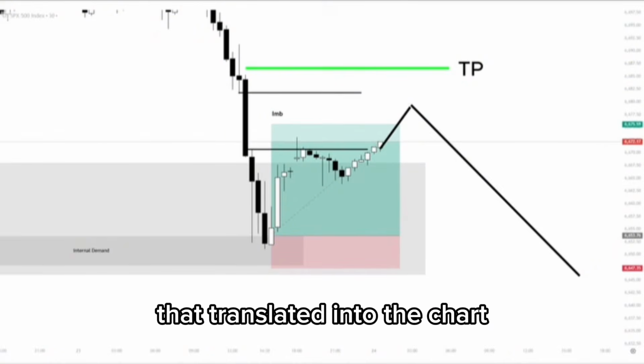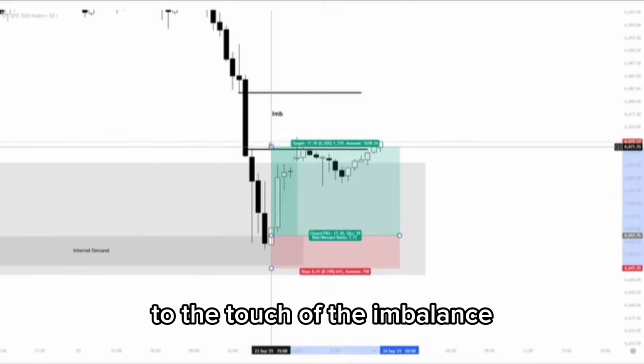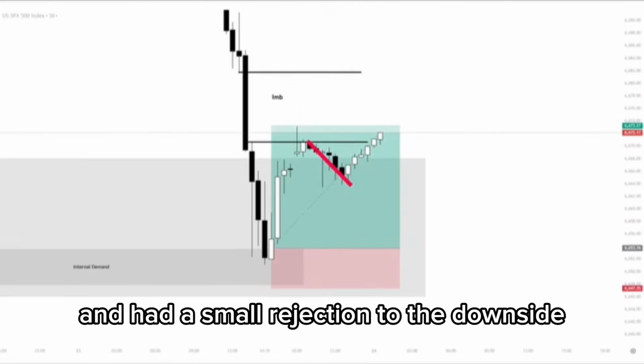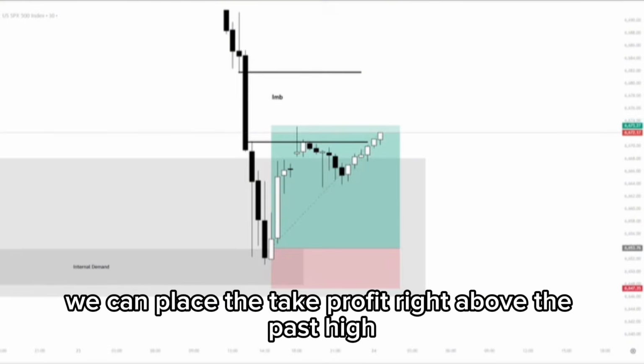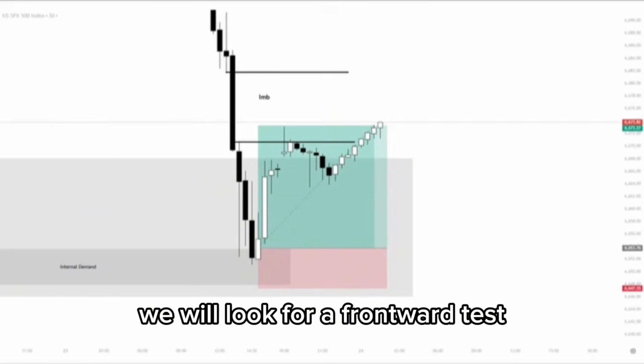That translated into the chart is positioning the take profit as close as possible to the touch of the imbalance. But here, because this imbalance filled and had a small rejection to the downside, but currently the market's still pushing higher, we can place the take profit right above the past high. So now that you should understand the logic behind, we will look for a forward test.